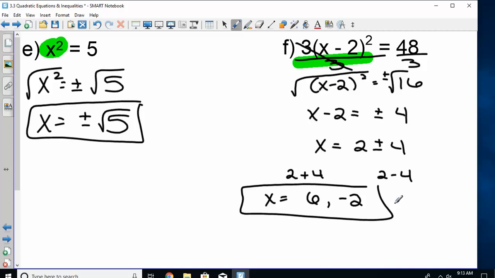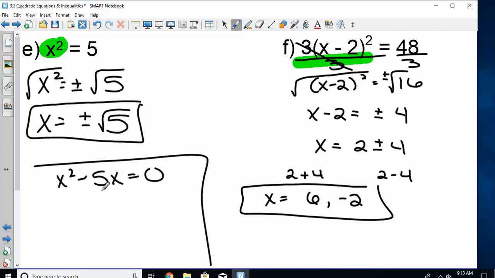Yes, ma'am. On E, you said that what would happen if there was an x on 5? You would have to subtract the 5x over and then pull out your x. Other questions?